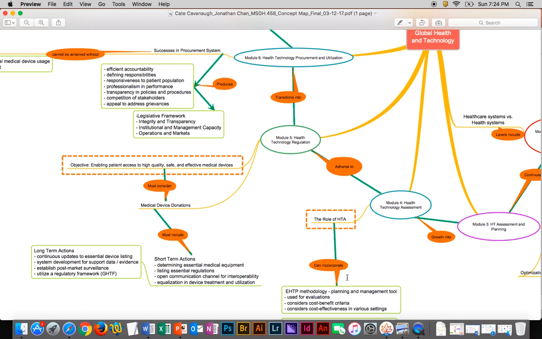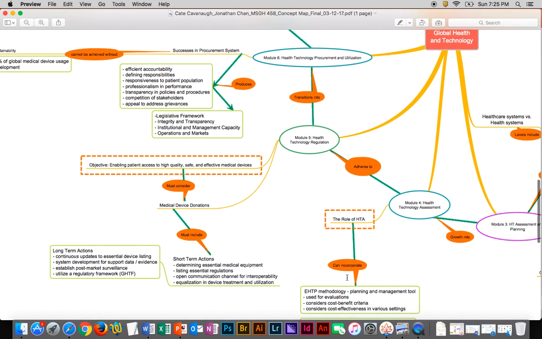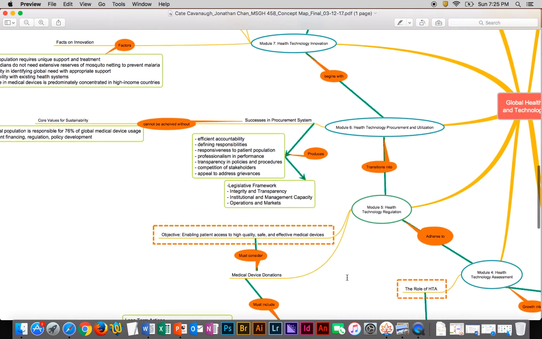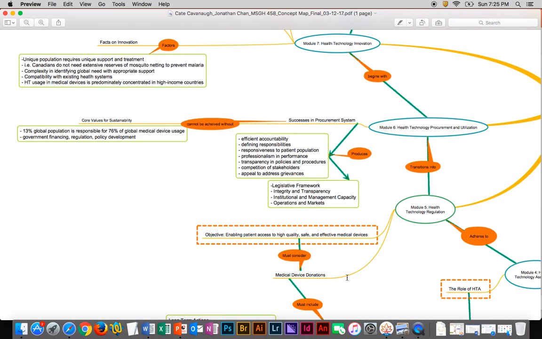And the strength of each of these processes is reliant on things such as stakeholder communication and accountability, the establishment of a sound legislative framework, the defining of responsibilities, the responsiveness of a region to their patient population, professionalism in performance, increasing managerial capacity, transparency in policies and procedures, and an appeal to address grievances. This large list of essential core values in the interworkings of a health technology system is what grounded us again in Module 6 and gave us the appropriate frame of reference to continue to build our knowledge in the remainder of the course.